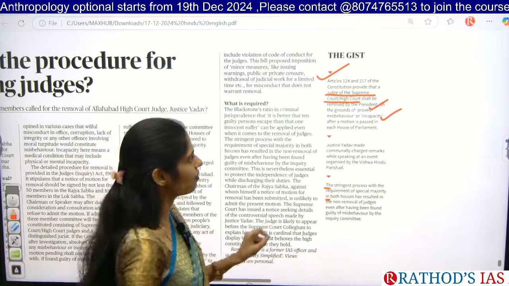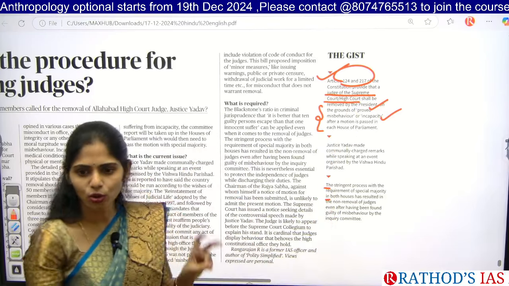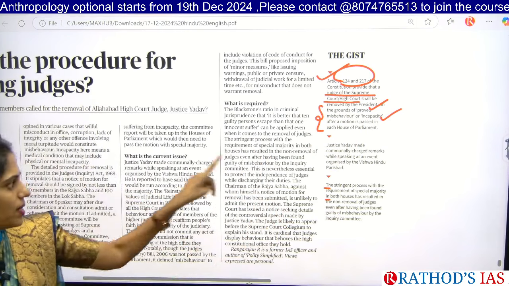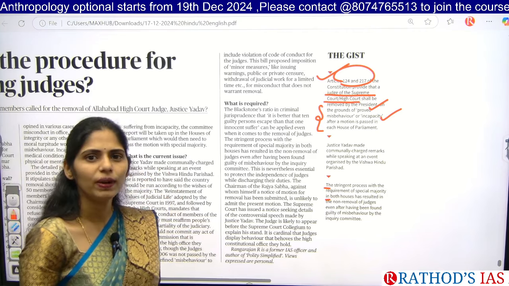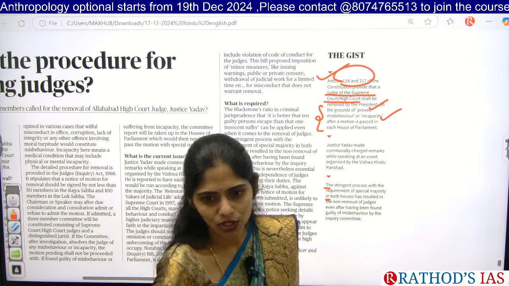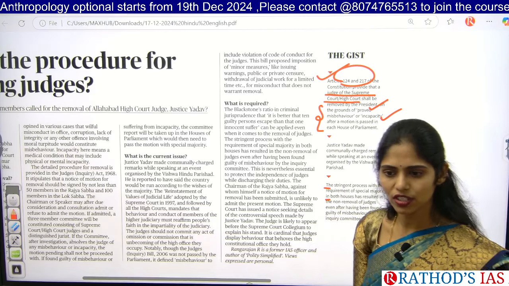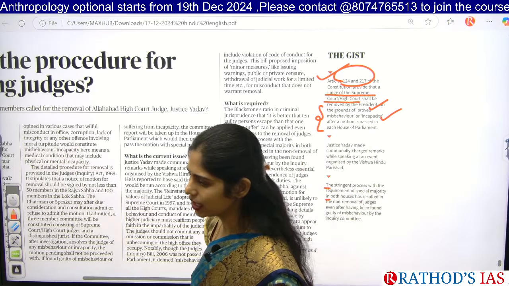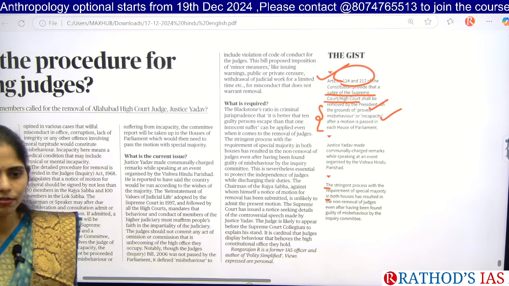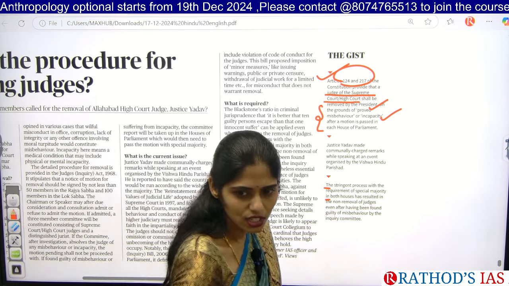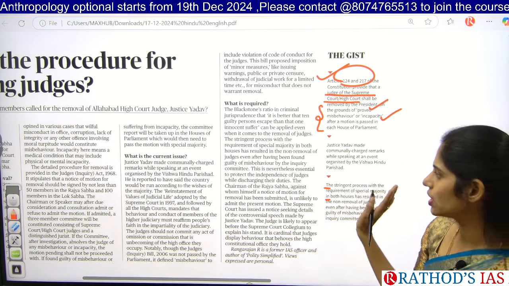Okay, so you have to remember the articles and see the grounds on which they can be removed. There are only two grounds. First one is misbehavior, second one is incapacity, and they require special majority. Open your Lakshmikant and see this chapter on the judiciary so that you will get a clear-cut idea regarding the process of removal of these judges. So can we call this process impeachment? Yes, impeachment is a word used for whom? President and Vice President. Next one is Supreme Court judges. You have to see that.